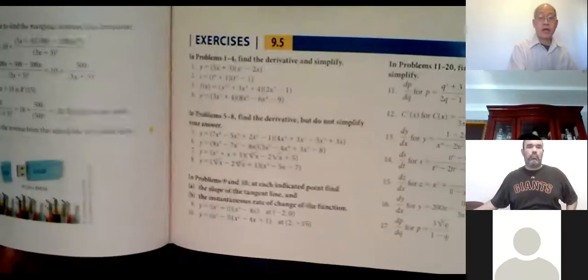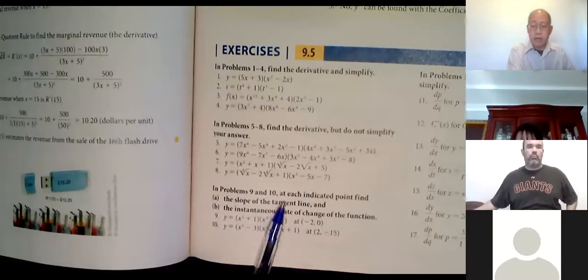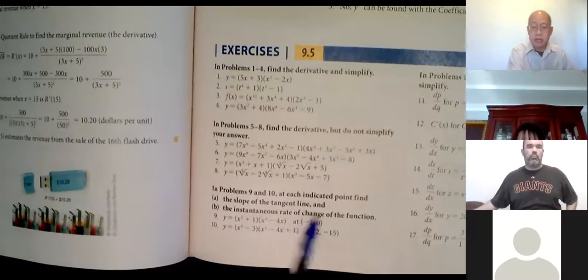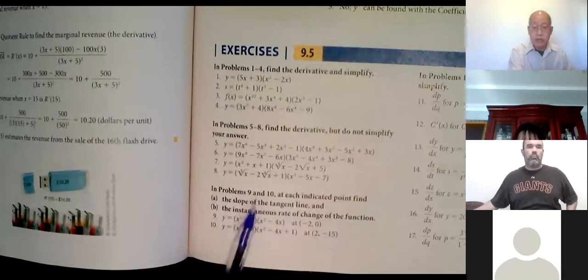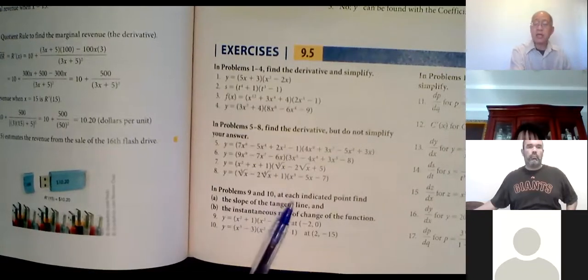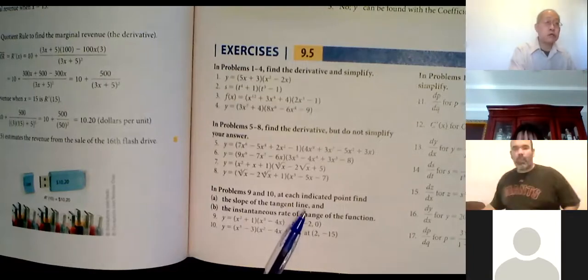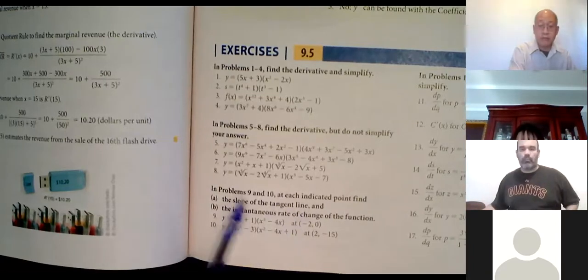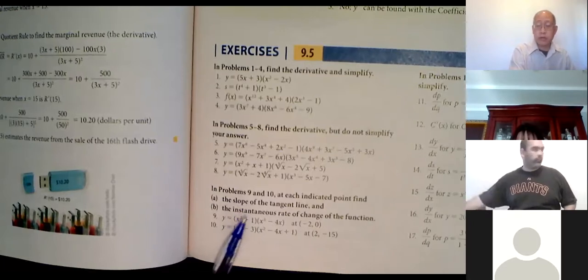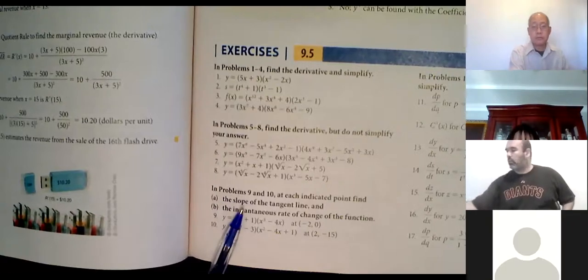And notice this language again. Slope of the tangent line, derivative. Instantaneous rate of change of the function, derivative. So the answers to A and B are the same. And what else could it say? It might say the marginal revenue, marginal profit, marginal cost, derivative. Slope of the tangent line, derivative. Marginal, derivative. Velocity, derivative. So the answers to A and B here will be the same.